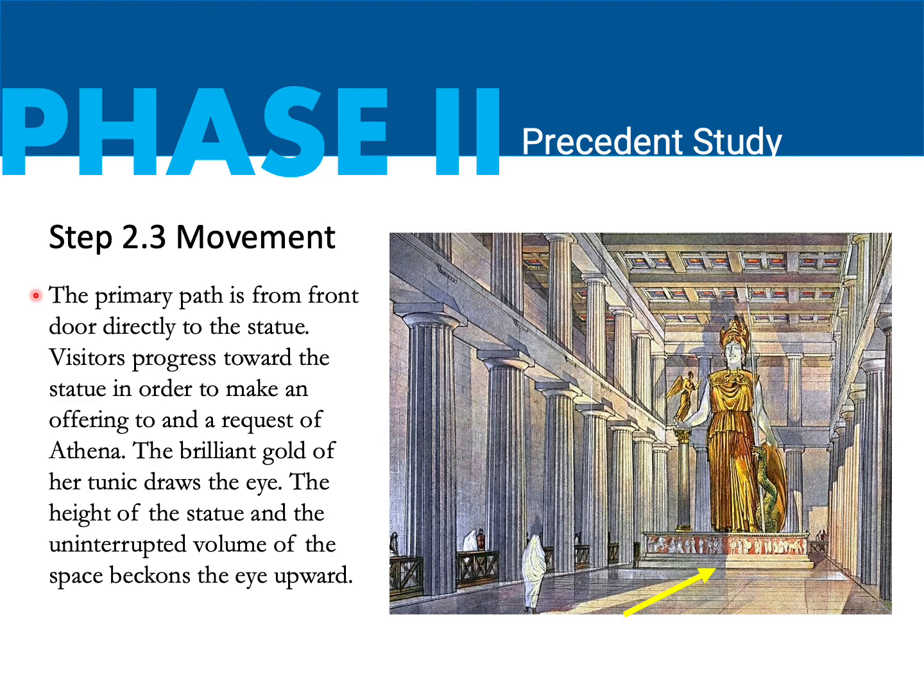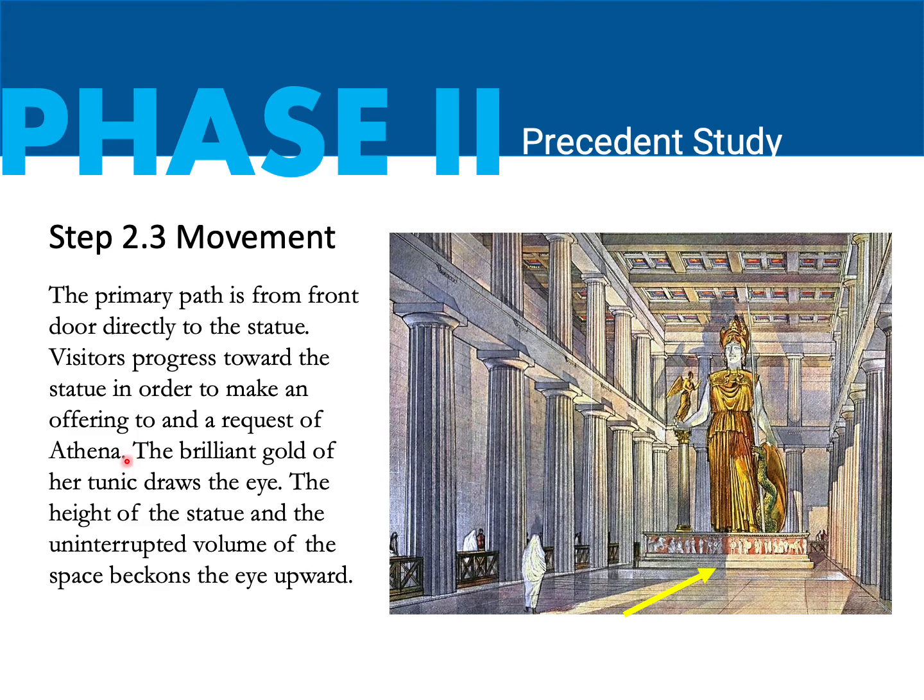directly to the statue. Visitors progress toward the statue in order to make an offering to and a request of Athena. The brilliant gold of her tunic draws the eye. The height of the statue and the uninterrupted volume of the space beckons the eye upward. Now, note that I could have stopped after the second sentence. I could have stopped here.